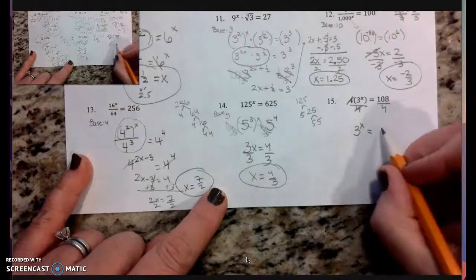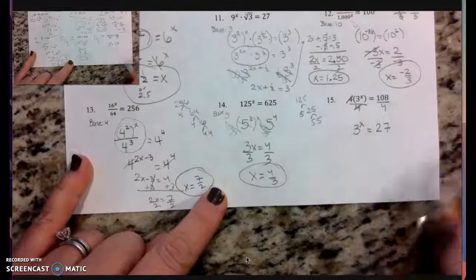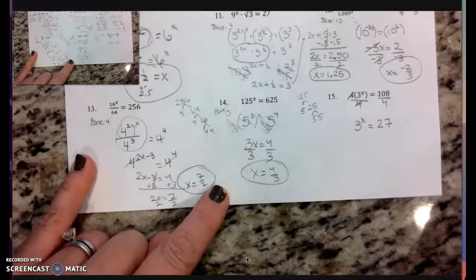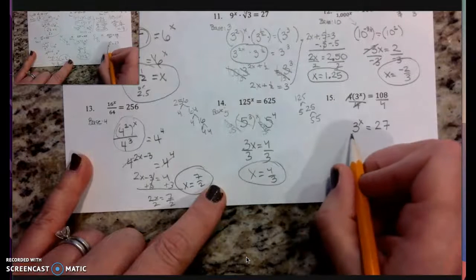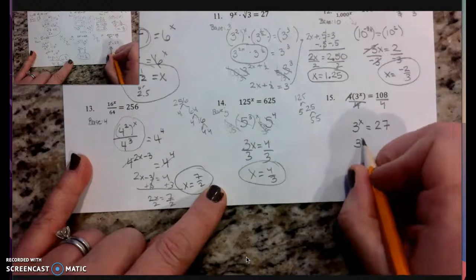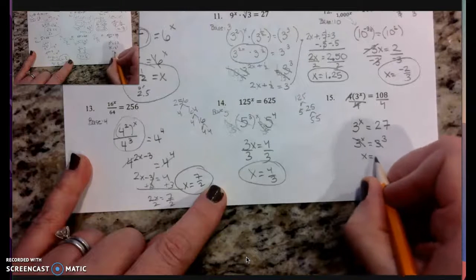So 4 goes into this 27 times. All I did was 108 divided by 4, whether it be in your calculator or phone or what have you. So now common base is 3. 3 to the x equals 3 to the 3rd, and x equals 3.